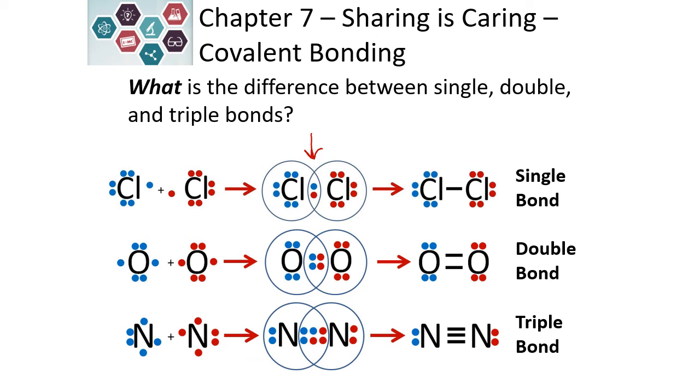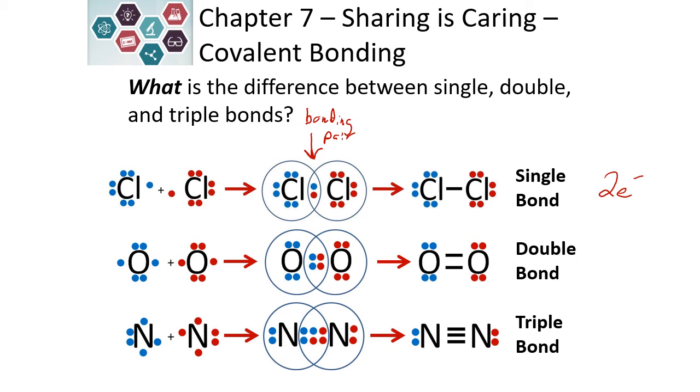The circles show the electrons that count towards each atom. The shared electrons are now a bonding pair. Those 2 shared electrons form a single bond. So 2 electrons for a single bond.